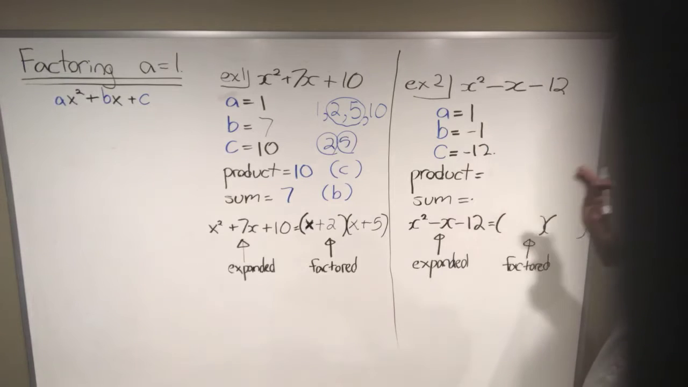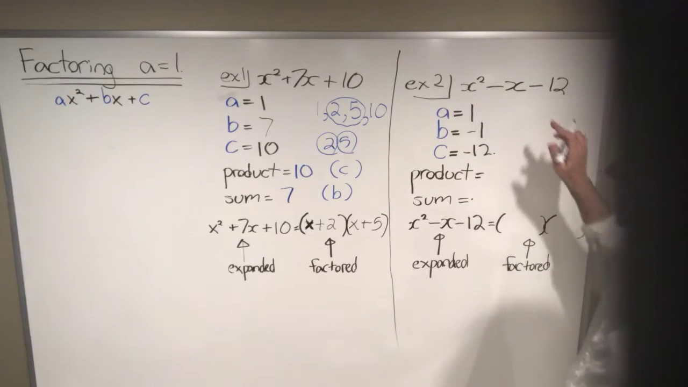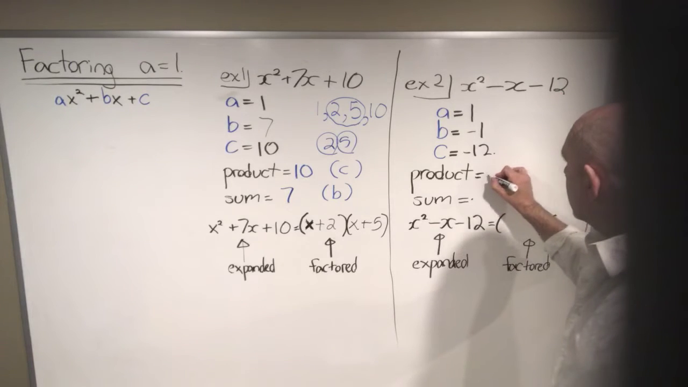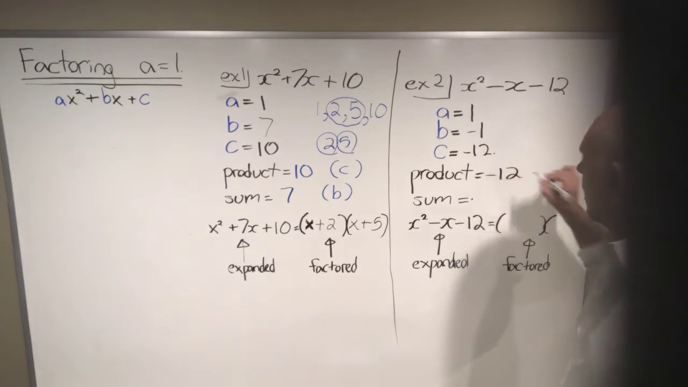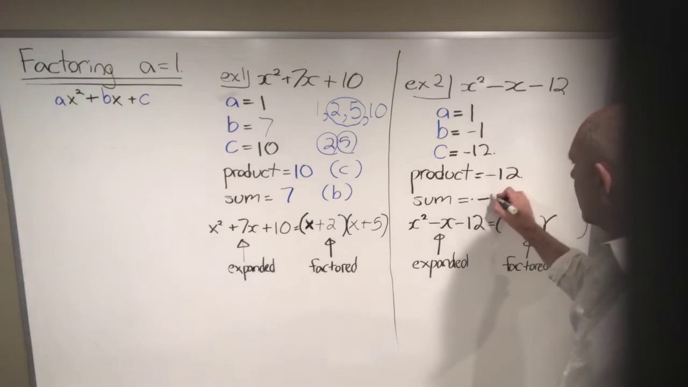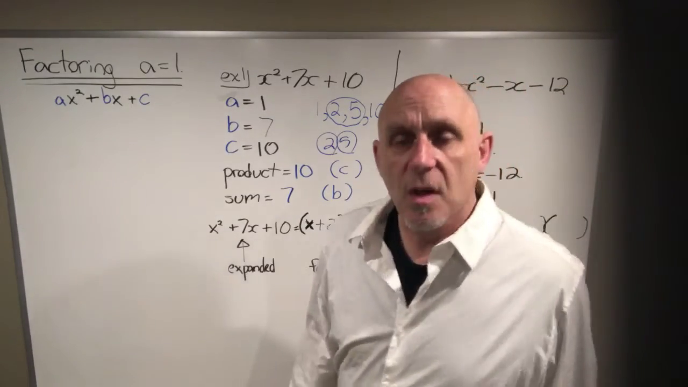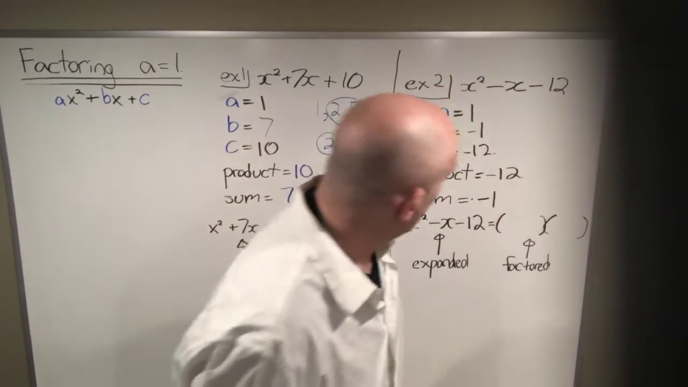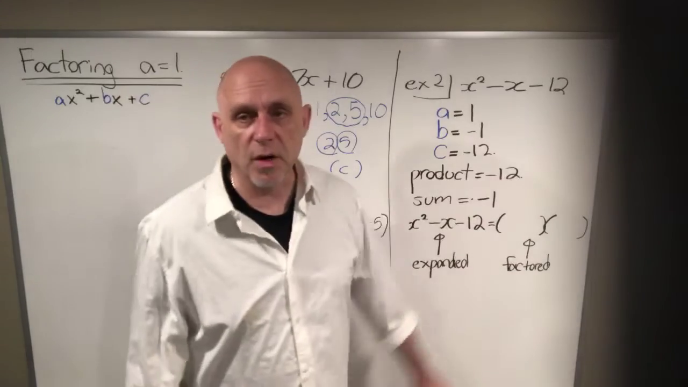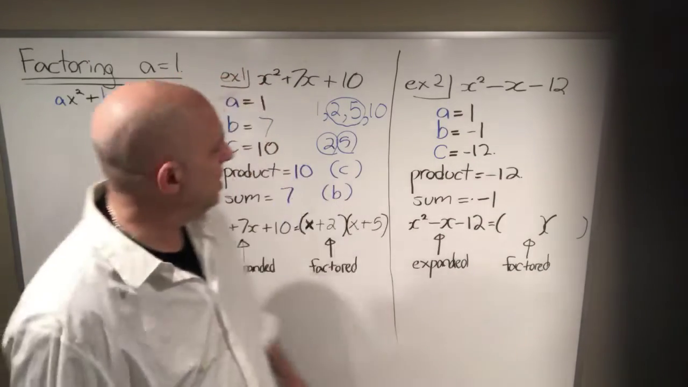Okay, the product is always the number at the end. It's always C. So in this case, it's negative 12. The sum is always B, negative 1. Okay, so now we want the mystery numbers. What are the mystery numbers? The two numbers that multiplied will give you negative 12, added will give you negative 1.